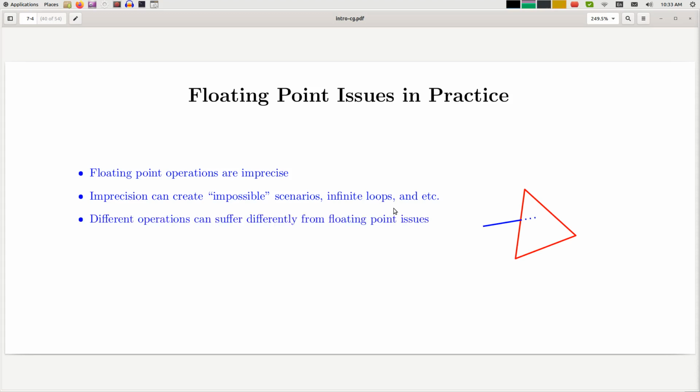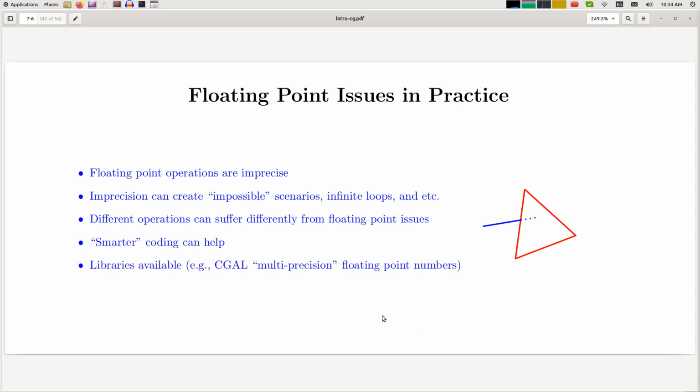Different operations can suffer differently from floating point issues. Again, we're going to talk about this probably during the class. Basically, some operations are more complicated than others. For example, finding the intersection point of two lines is complicated. If you want to know whether the intersection point of two lines is above or below a line, then you're dealing with lots of floating point issues. In particular, if you multiply and add different floating point numbers to each other, essentially every operation increases your error. We're going to look at floating point again, as I said, more in the class later.